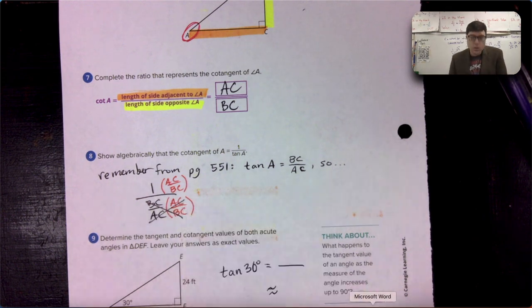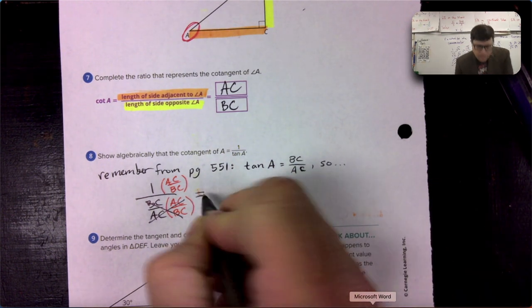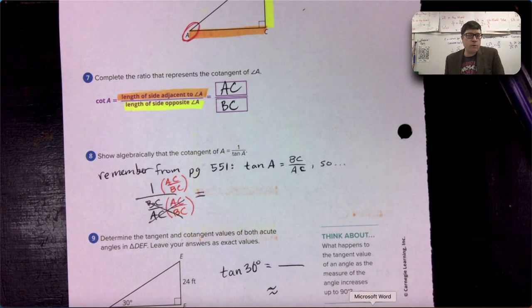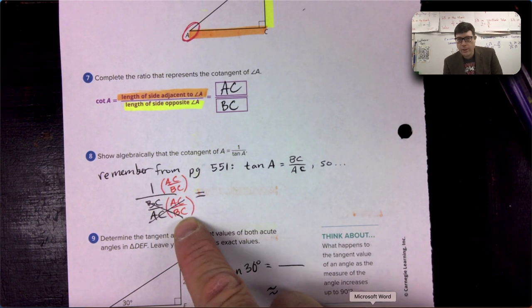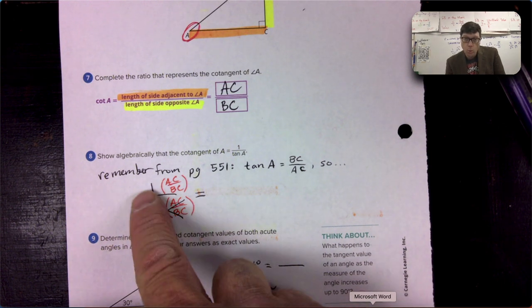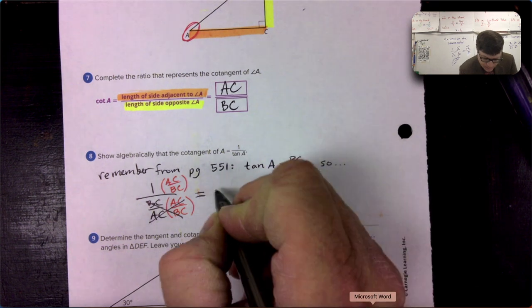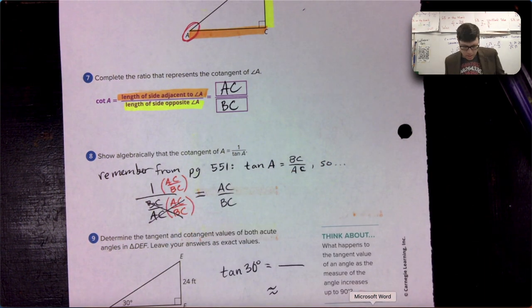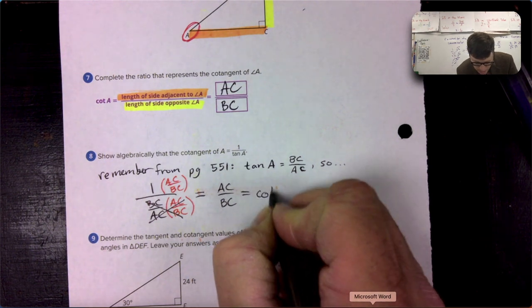So by flipping, BC and BC will cancel, reduce. AC and AC will reduce. But multiplying the top, the numerator of the fraction, by AC over BC will balance out how the bottom was multiplied by AC over BC. 1 times AC over BC is AC over BC. This is the cotangent.